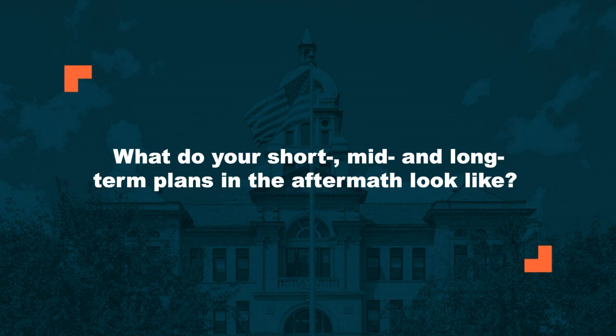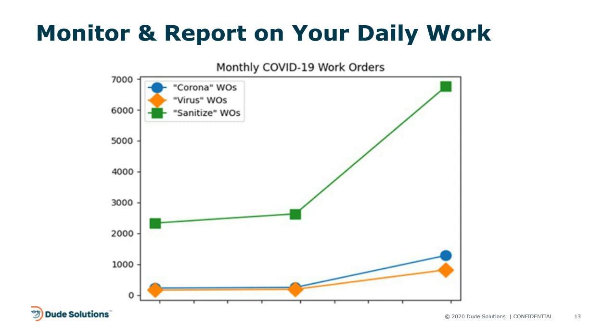I just want to share this interesting stat with the audience. When COVID first hit, we started tracking metrics on our end on the Dude Solution side. And amazing, a 5x increase, a 5,000% increase in activities and work orders related to things like sanitize, or actually having the word COVID or virus in them. So it's a lot of different changes, different processes.